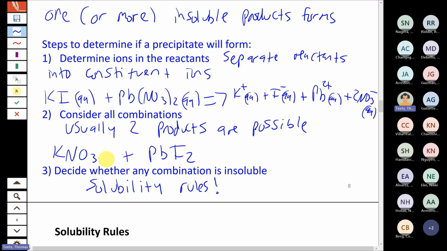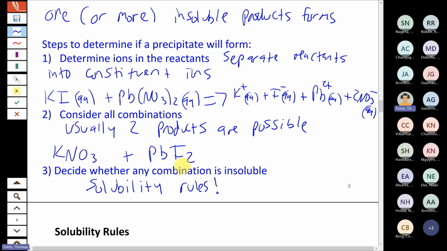So we make two different products here. It would be possible that nothing happens. If both of these products are soluble in water, then everything would just stay in solution and you wouldn't see anything happening. But if one or both of them is insoluble, then you would form a precipitate. In this case, just to let the cat out of the bag, PbI2 is insoluble. That's the yellow cloudy stuff that you saw in the video, if you remember that far back. So this is our insoluble one. That's going to be the precipitate that forms.